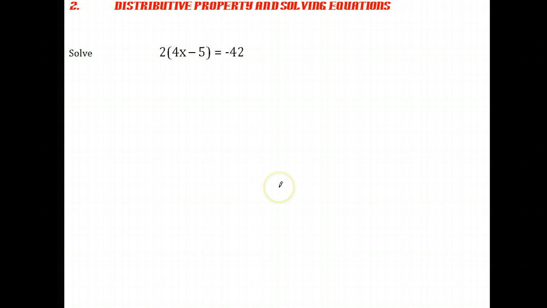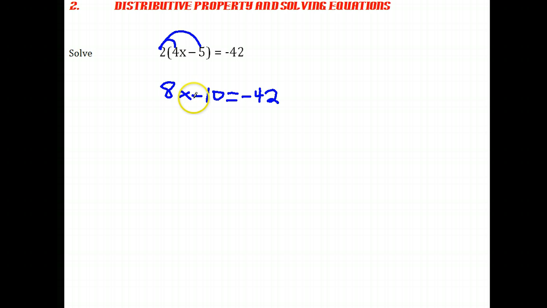We're going to use the distributive property and then solve. So just like when we learned distributive property, we have to distribute the 2 to everything inside the parentheses. When we distribute, that means we're multiplying. So 2 times 4x, 8x. Minus 2 times 5, 10, equals negative 42. And just like in the last problem, once we did that initial combining like terms, then we had a two-step equation. Same thing here. Once we distribute, we have a simple two-step equation.